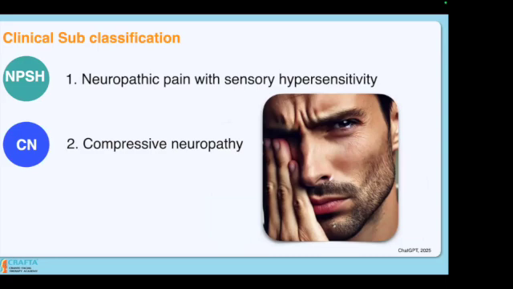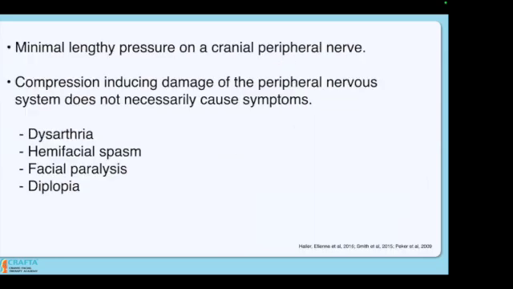So the second classification is the compressive neuropathy, or in this case, compression neuropathy. What is the reason that this guy here has pain in his face? There could be a very minimal, lengthy pressure on the cranial peripheral nerve. So it's not always a big thing. It could be a very small, minor thing, but can lead to a pressure on the cranial peripheral nerve.